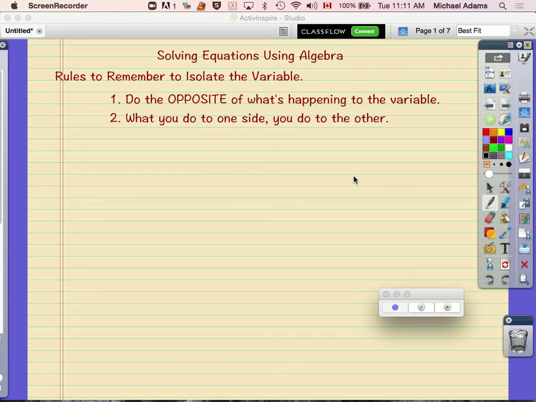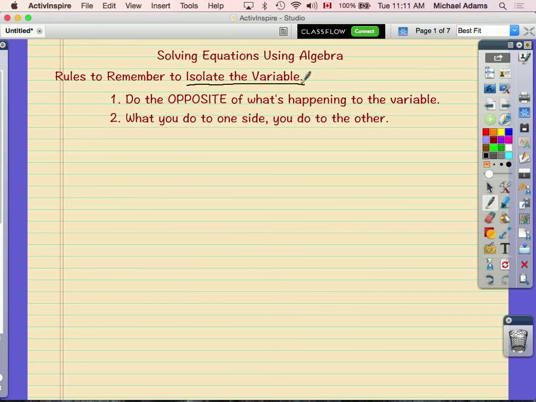So let's take a look at another thing we're going to do, solving equations using algebra. Remember what we talked about, that whenever we're solving equations with a variable, we want to isolate that variable. That means to get it by itself.